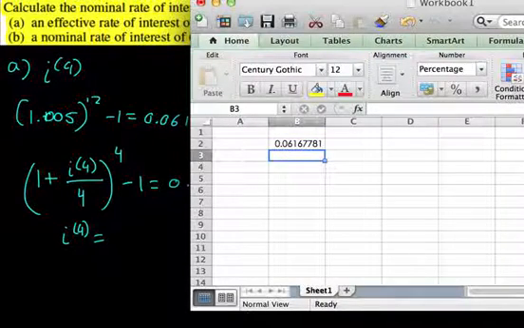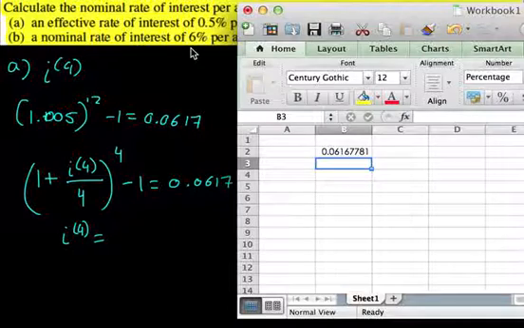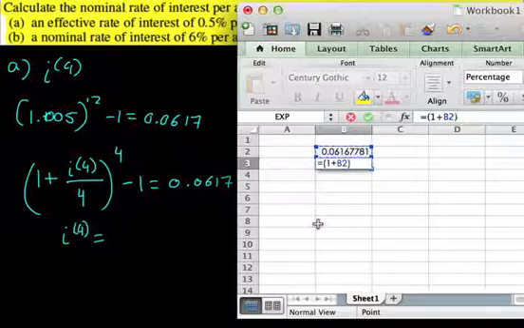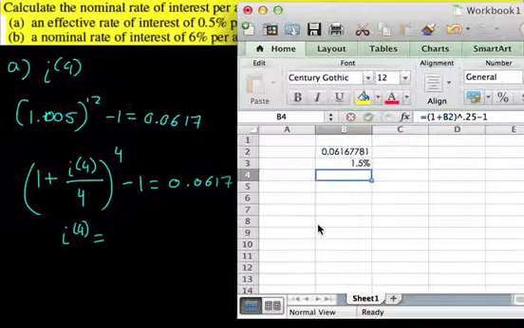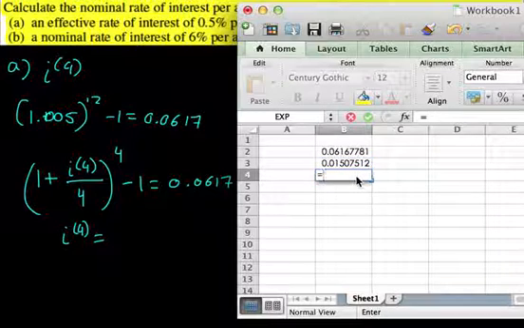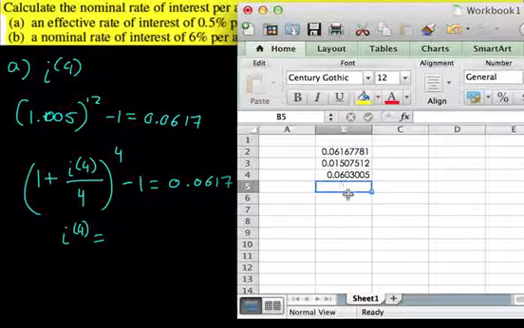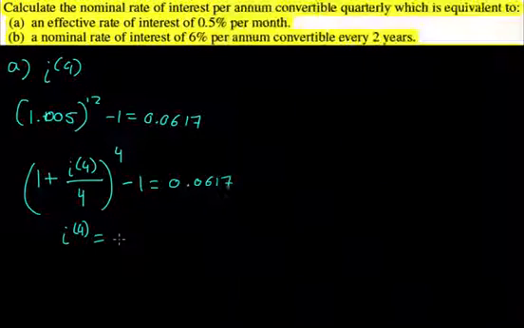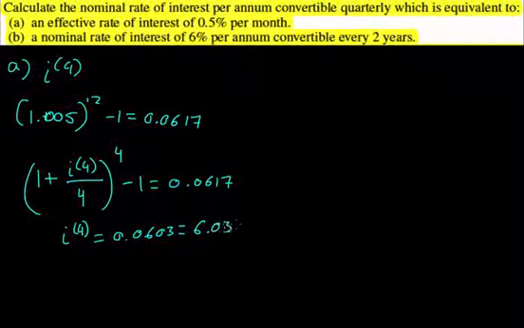So to go backwards, I'll put in brackets 1 plus this previous rate that we'd worked out, to the power of a quarter. We'll then minus 1, and sorry, it's already put it in percentages, I don't want that. And then I'm going to multiply that by 4, because that's the effective quarterly rate, so times 4 will give us the annual nominal rate convertible quarterly, which is 0.0603, or 6.03% per annum convertible quarterly.